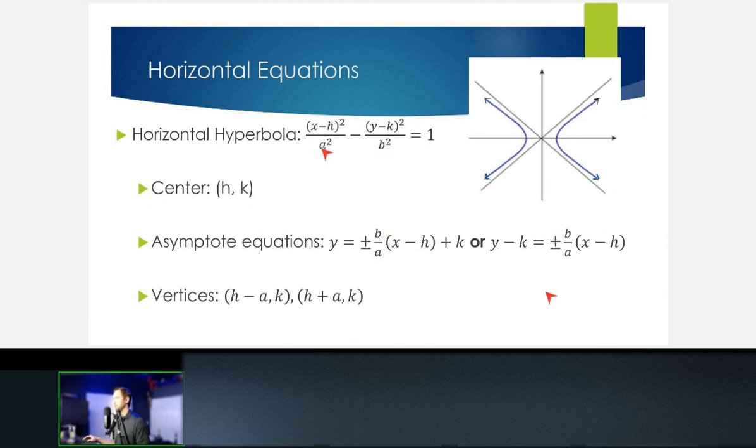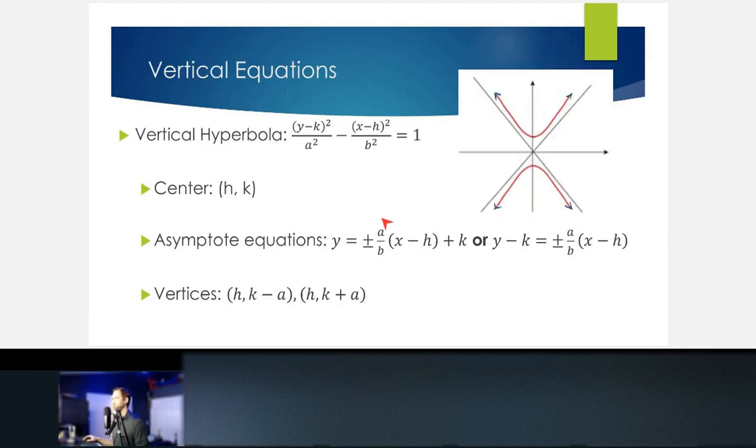Going back to horizontal, it was flip-flopped because a and b stay in the same place. A is always going to be first, b is always going to be second. But in this case, your rise, well, there's your y. So your rise value is actually your b and not your a this time for horizontal. But going back to vertical, other than that, it's the same equation.